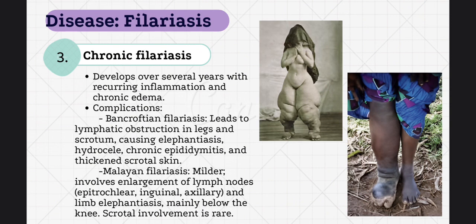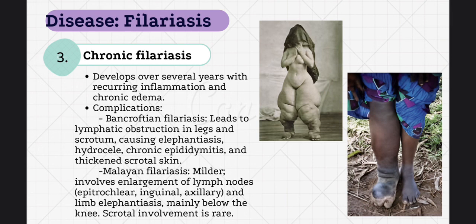The last stage is the chronic stage, or long-term problems. This stage happens after years of repeated infection and inflammation. The body's lymphatic system gets blocked, causing fluid buildup and swelling. Different worms cause different problems. First is Bancroftian filariasis, caused by Wuchereria bancrofti. It causes severe swelling of the legs and scrotum, and also hydrocele, or fluid buildup in the scrotum. The skin may become thick and hard.